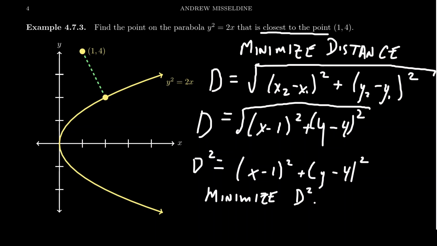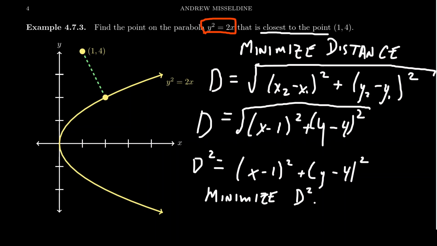All right, but we're still stuck with the situation that we have two variables, x and y. How do we get rid of them? Well, we need a constraint. What is the constraint in this situation? It's the parabola itself, y squared equals 2x, because after all, the point has to be a point on the parabola. And so we use the parabola as the constraint.